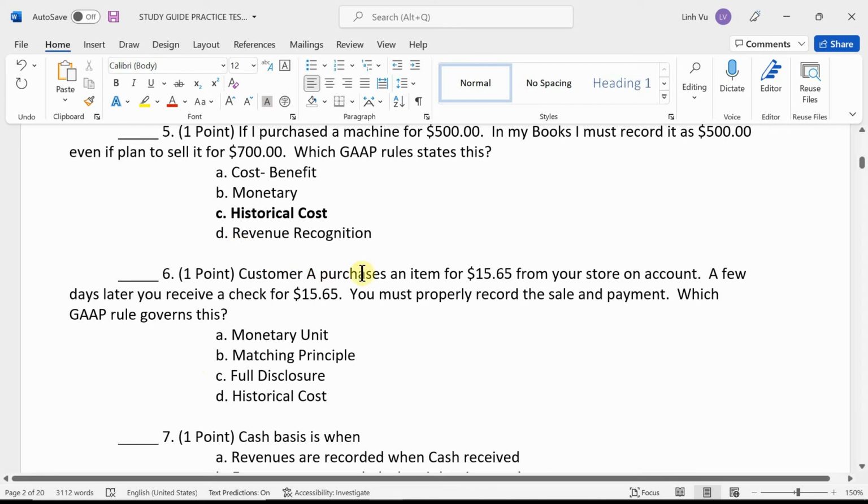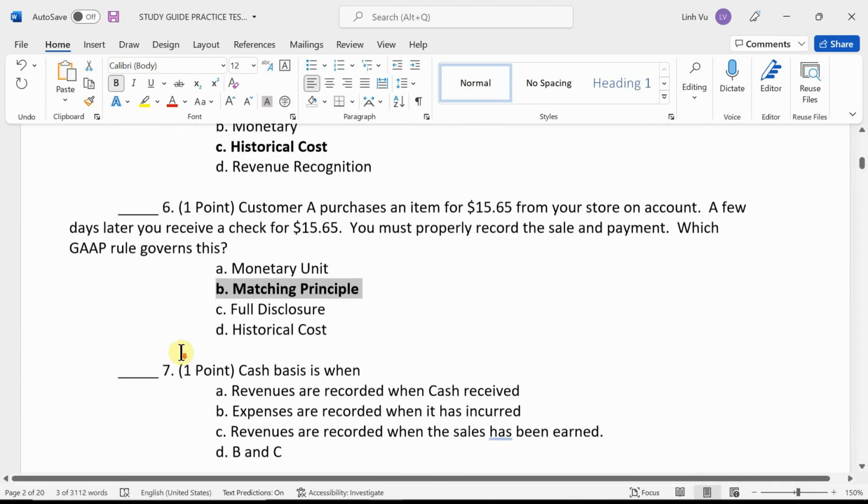Because you sold somebody something for $15.65 and they send you $15.65, you must record the sale and the revenue that you earned, as well as the cost. So you have to match up your numbers. So this is correct. Good.